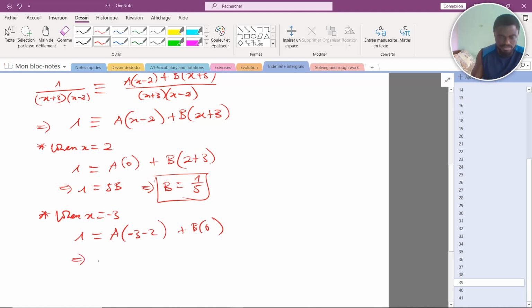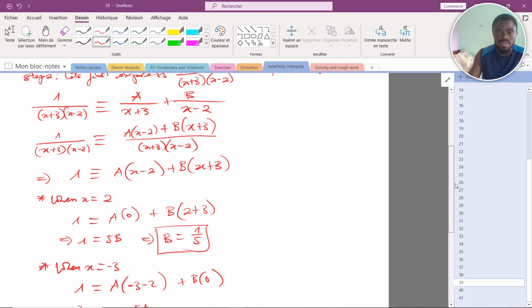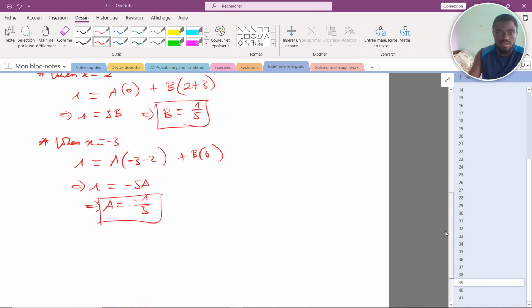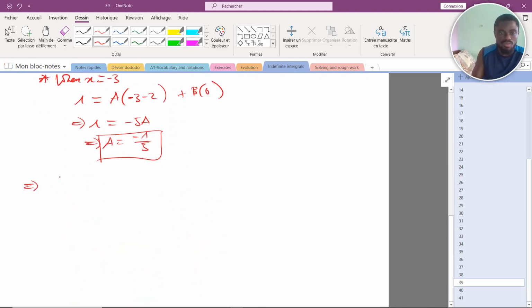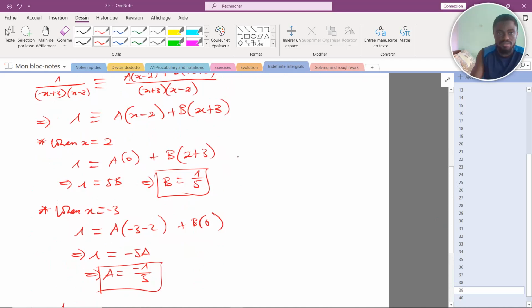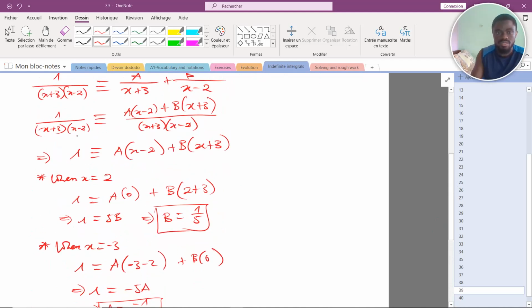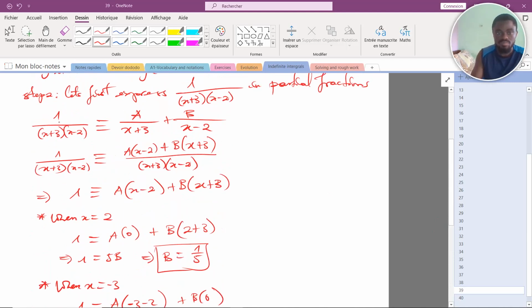So this implies 1 will be equals to what? Minus 5A, implying A will be equals to what? Minus 1 on 5. So this is your A. Now we have already A and B. So it simply implies 1 all over, because this is the partial fraction we're finding. Let me go up. This is what we wanted to express in partial fraction.